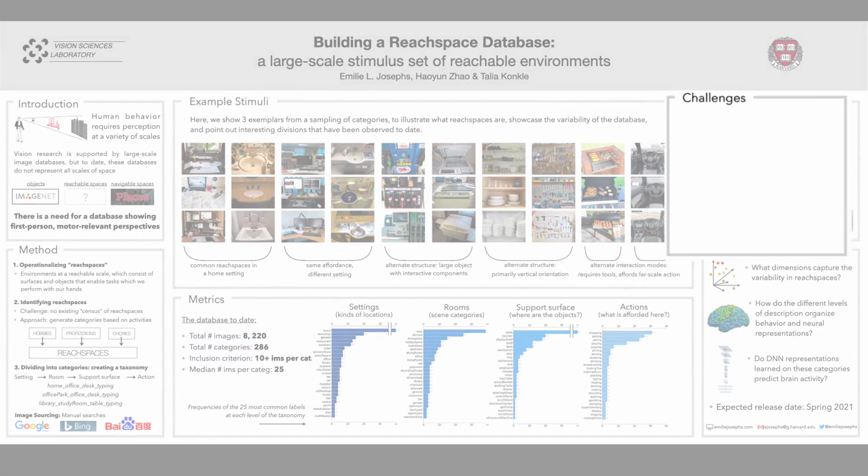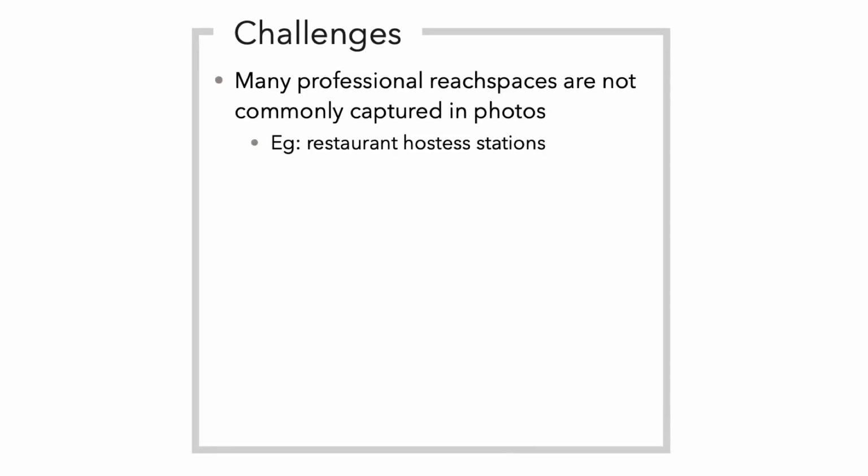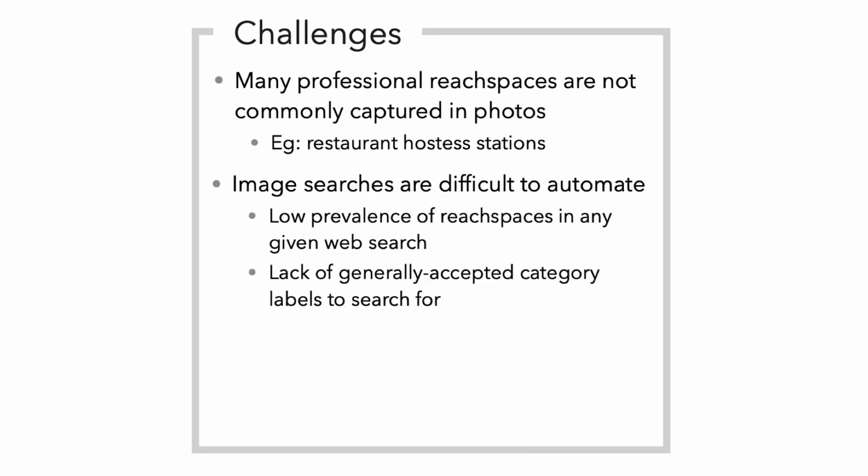There are many challenges that we are facing in building this. The biggest is that many professional reach spaces are simply not commonly captured in photos. For example, many restaurants have hostess stations, but I haven't been able to find a single one online so far. We've also found that automating the image searches has been very difficult, in large part because reach spaces have very low prevalence in any given web search, and they lack a generally accepted category label.